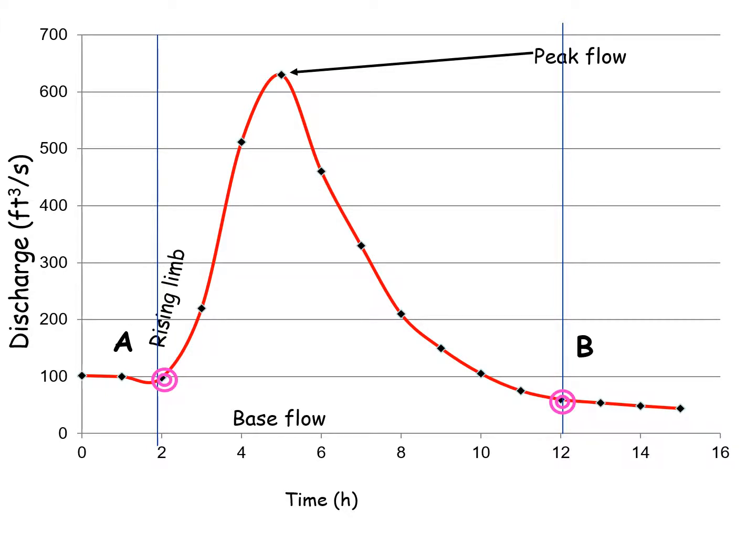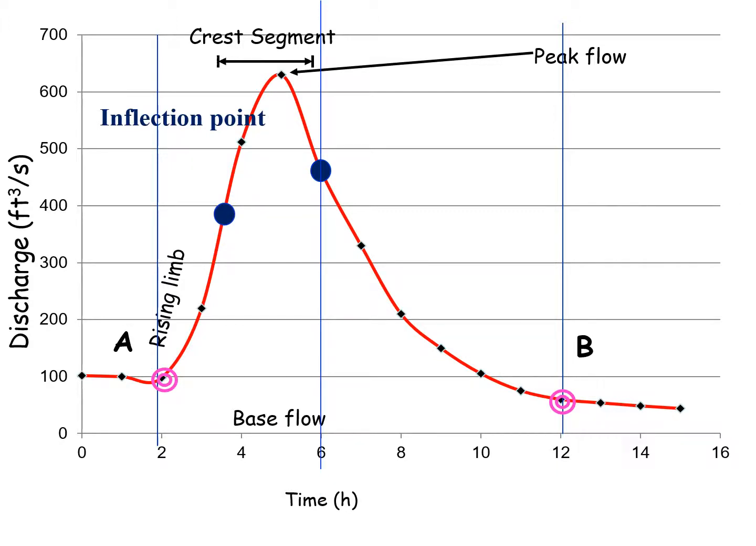So we have the peak flow at the top, as you see here. And then here will be the inflection point. Inflection point means the curvature of the curve changes. At the right, again, we have another inflection point. We call this one the crest segment. And then from here, at the right, we call it the recession limb.